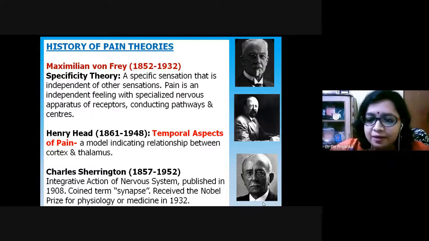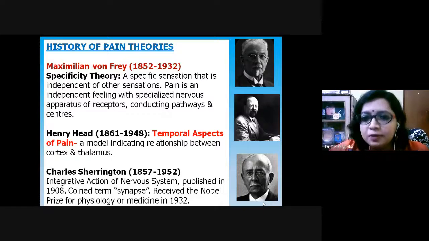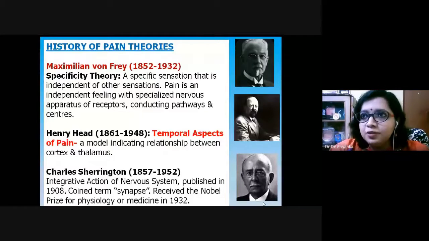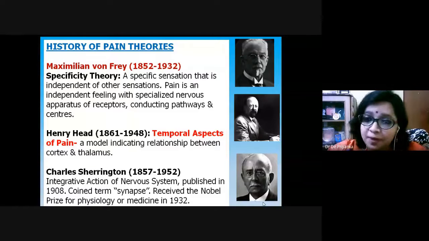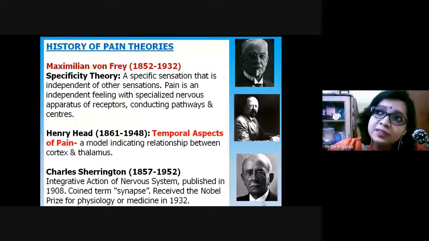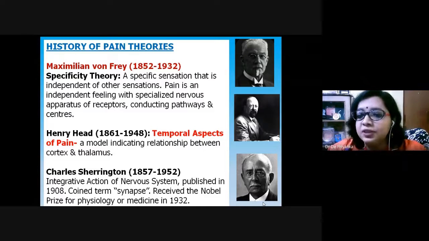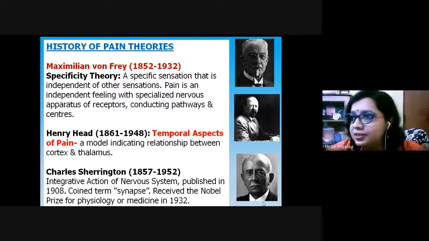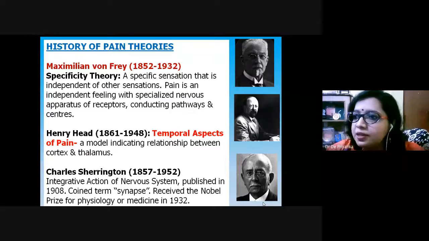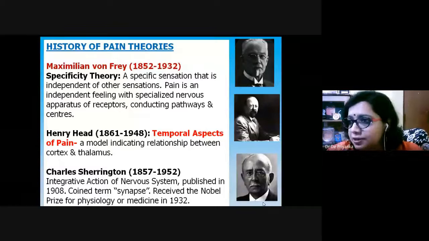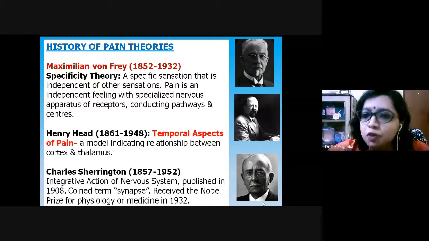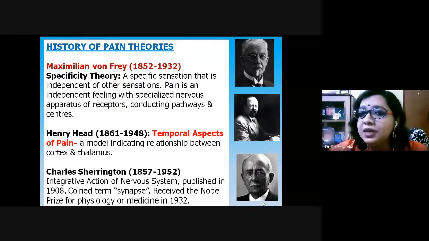Then, with the gradual evolution of scientific theories and concepts, very important was finding out the neuroanatomical and temporal aspects of pain. This was given by Henry Head, who for the first time mentioned a model showing that a relationship exists between the parietal cortex, temporal cortex, frontal cortex, and therefore the cerebral cortex. Together with it comes the thalamus. Here I just want to mention, the thalamus is nothing but a switch on and off device. If you switch it on, the trigger from the peripheral nervous system will come to the brain. And if you switch off the thalamus, then obviously you will not get the sensations there.